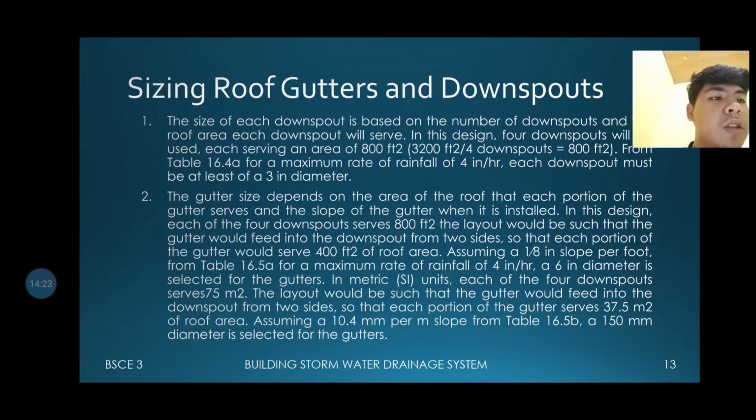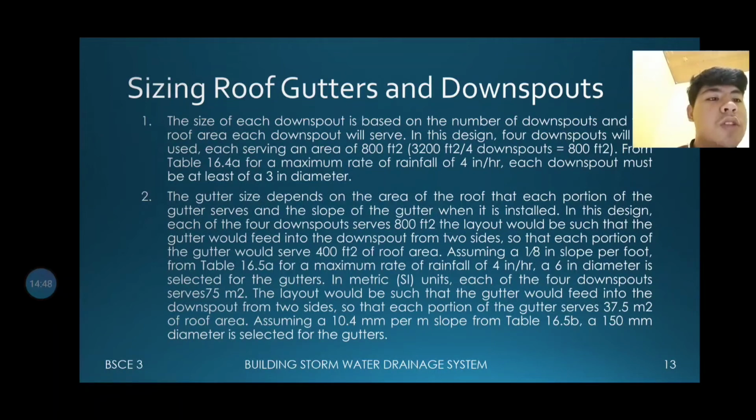Assuming a 1/8 inches slope per foot from table 16.5a, for a maximum rate of rainfall of 4 inches per hour, a 6 inches diameter is selected for the gutters. In metric or SI units, each of the 4 downspouts serves 75 meters squared.